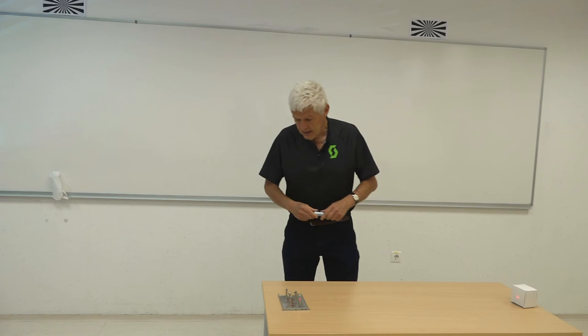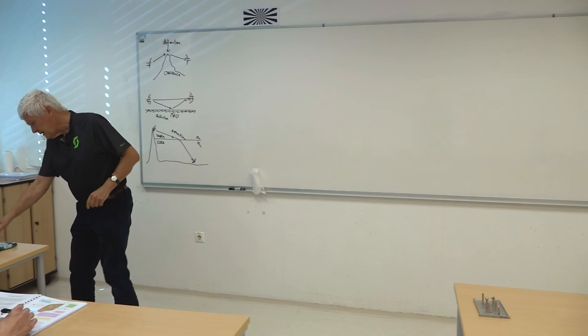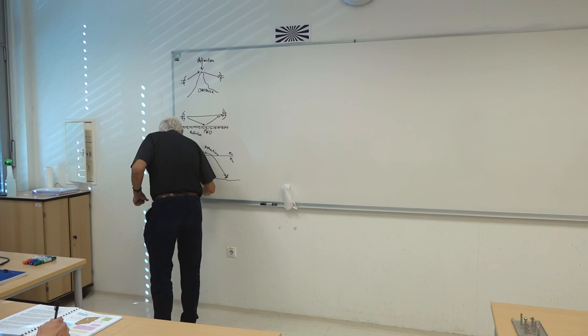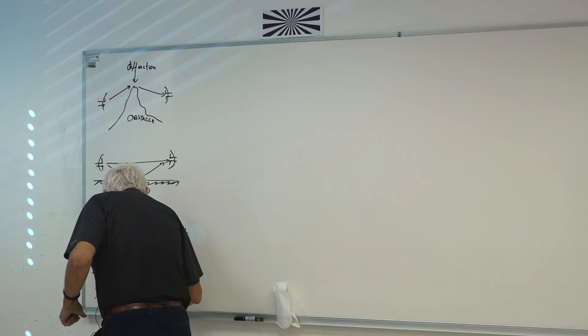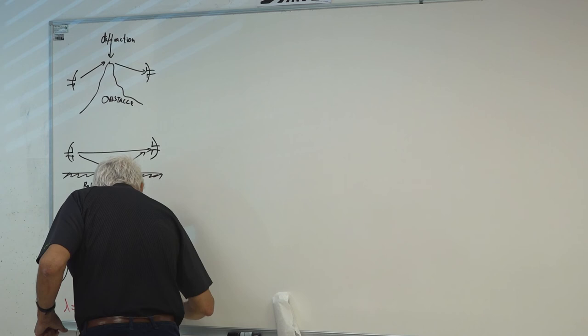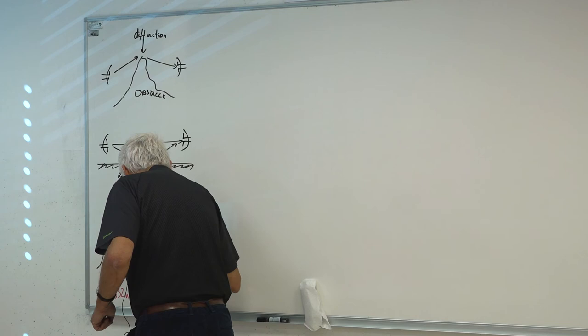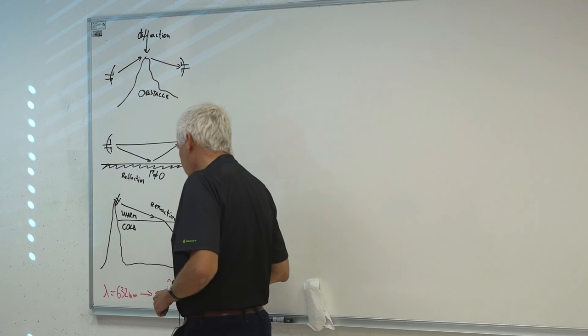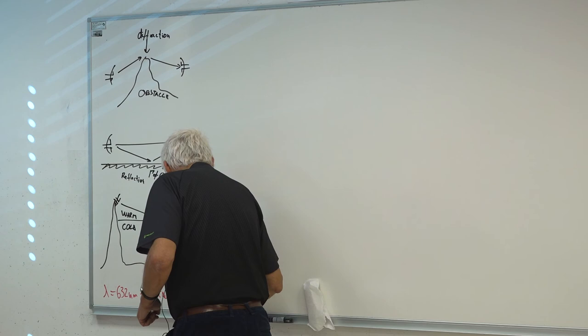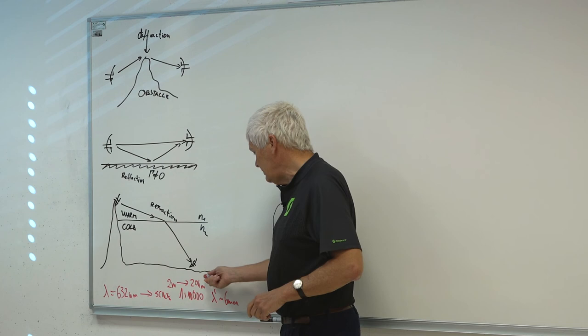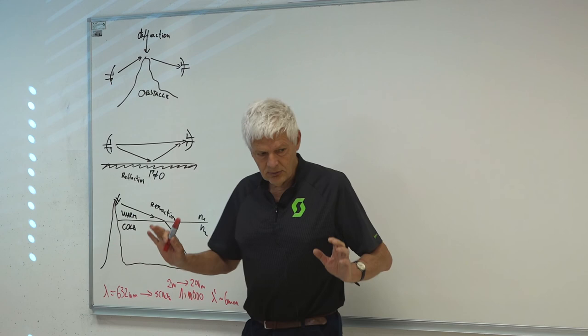This is a scale experiment. If we have a wavelength of 632 nanometers, this means the scale is 1 to 10,000. At scale 1 to 10,000, 2 meters of distance becomes 20 kilometers, and 20 kilometers is a typical distance for a radio link. The wavelength scaled is now about 6 millimeters. That's microwave. So a microwave radio over a 20 kilometer link is the same as the laser light over 2 meters. So we are exactly in scale.